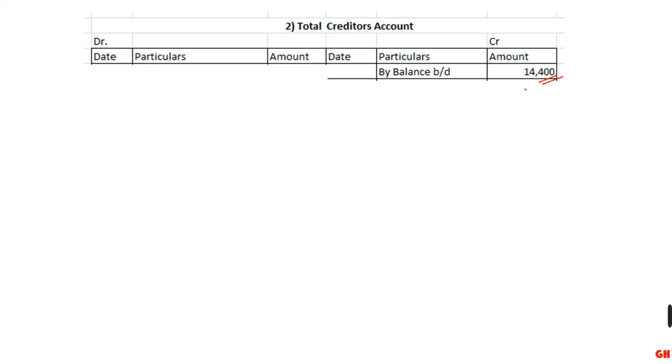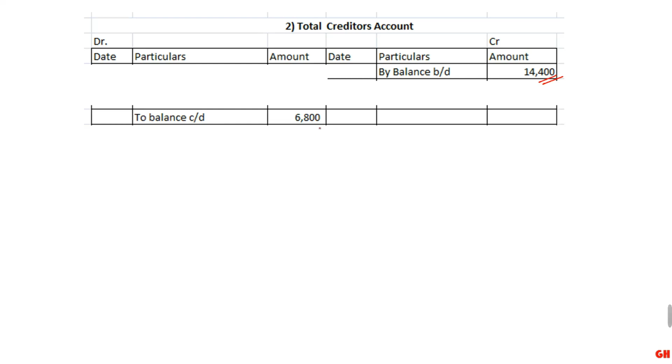Since this is a liability, a liability always has a credit balance. So 14,400 is what Mr. Om Prakash was supposed to pay to his creditors. Then the closing balance is to balance carried down 6,800. This is the closing balance which Mr. Om Prakash will pay next year. Then to cash account 20,000. Mr. Om Prakash had paid cash to creditors, so the entry will be creditor account debit to cash. So the creditor account is getting debited to cash 20,000.